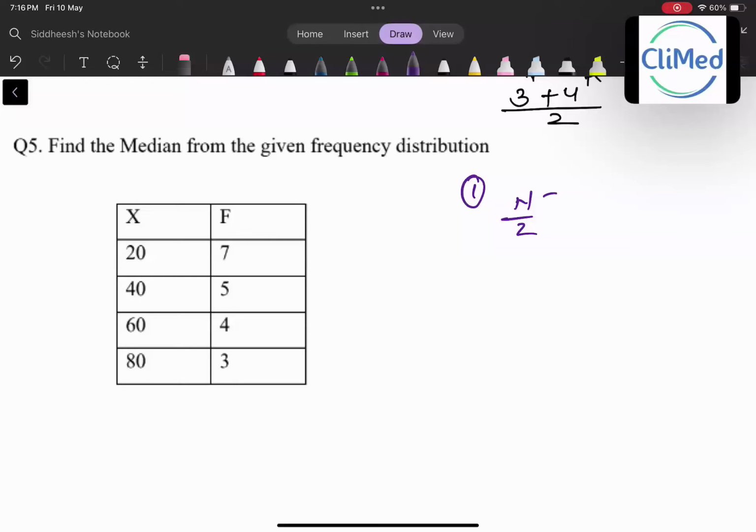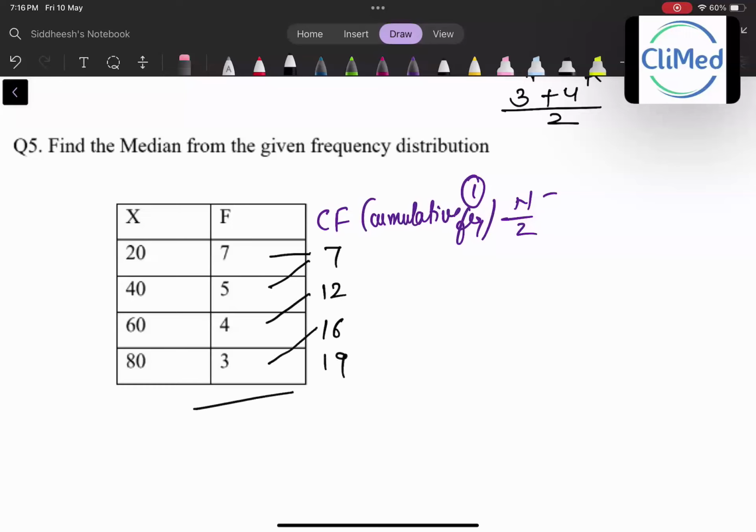Perfect. Now, the first thing we should do is find one factor, that is CF. So what is CF? Your cumulative frequency. And how to find it? It's again very simple. 7 will be 7. 7 plus 5, how much? 12. 12 plus 4, how much? 16. 16 plus 3, how much? 19. So obviously, this is 19.